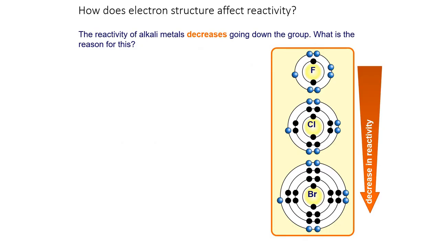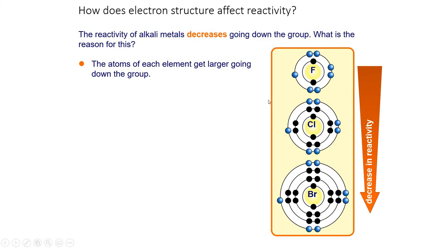So why does the reactivity decrease? This effect is the opposite of the alkali metals, because remember, with the alkali metals, as we go down, it gets more reactive. Now, the biggest, most important thing to remember is that fluorine, chlorine and bromine, when they react, want to gain an electron. We're going to keep that in the back of our mind throughout this whole explanation. They want to gain an electron.